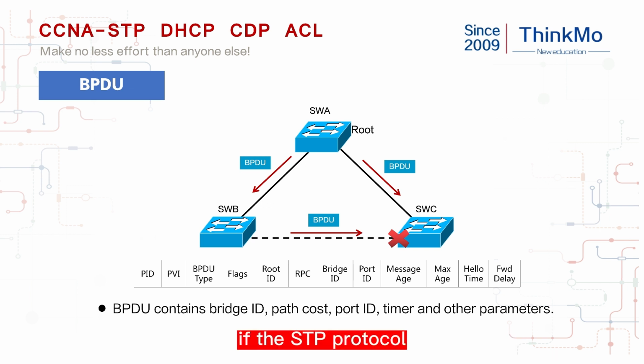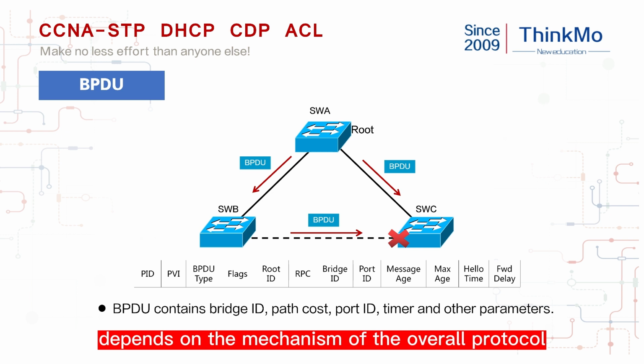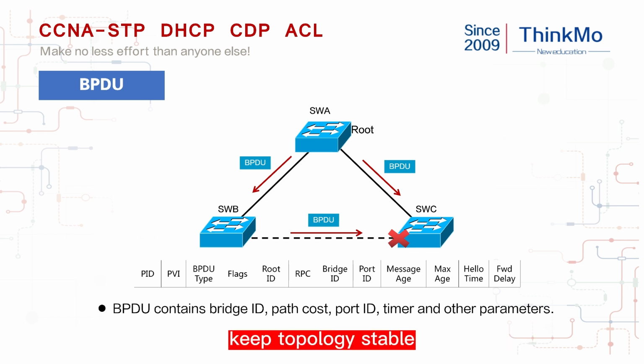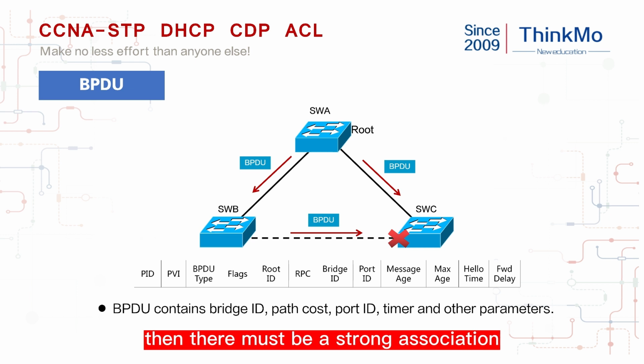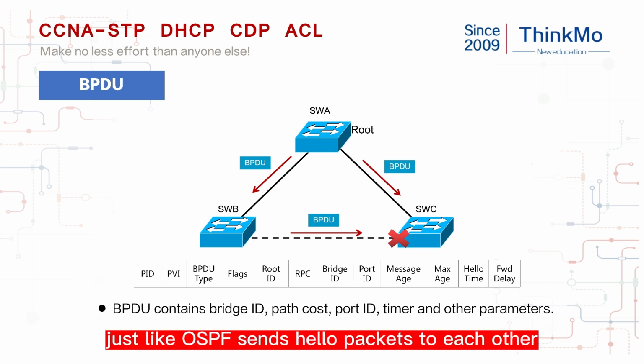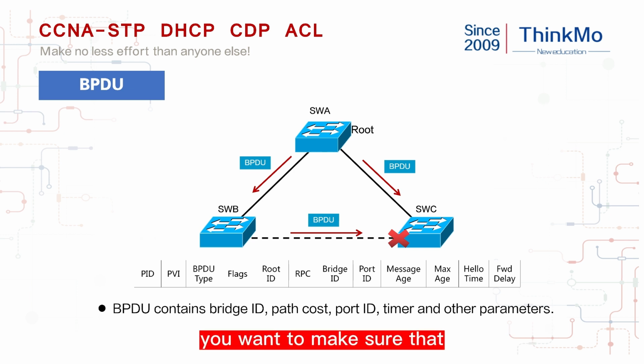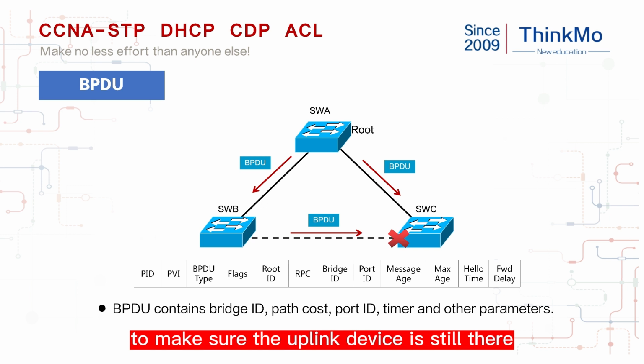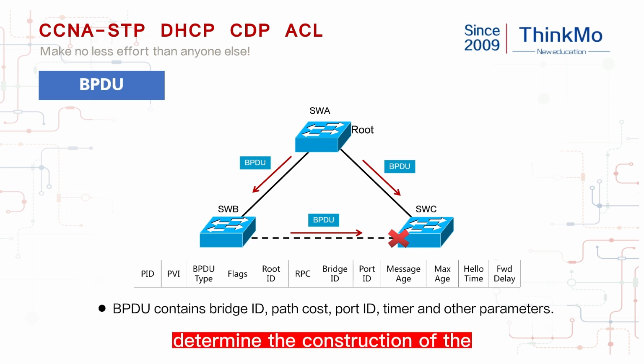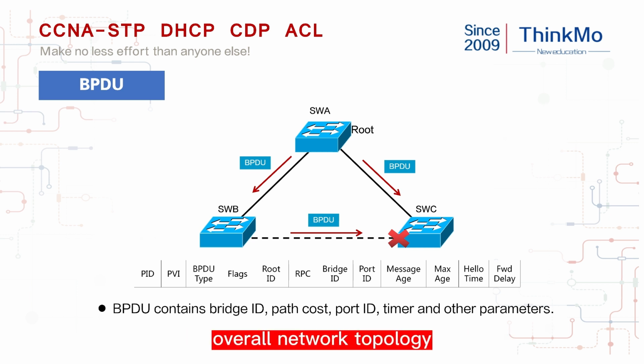If the STP protocol depends on this mechanism to keep the topology stable, then there must be a strong association. Just like OSPF sends hello packets to each other, you want to make sure that the current network topology is stable. It is necessary to send a message to the outside world every 2 seconds, and all devices forward all the time, to make sure the uplink device is still there and to determine the construction of the overall network topology.